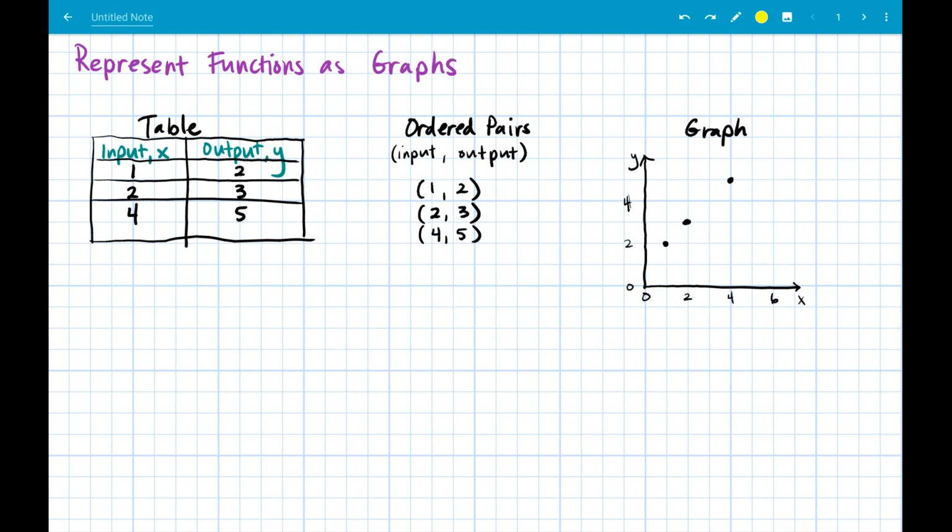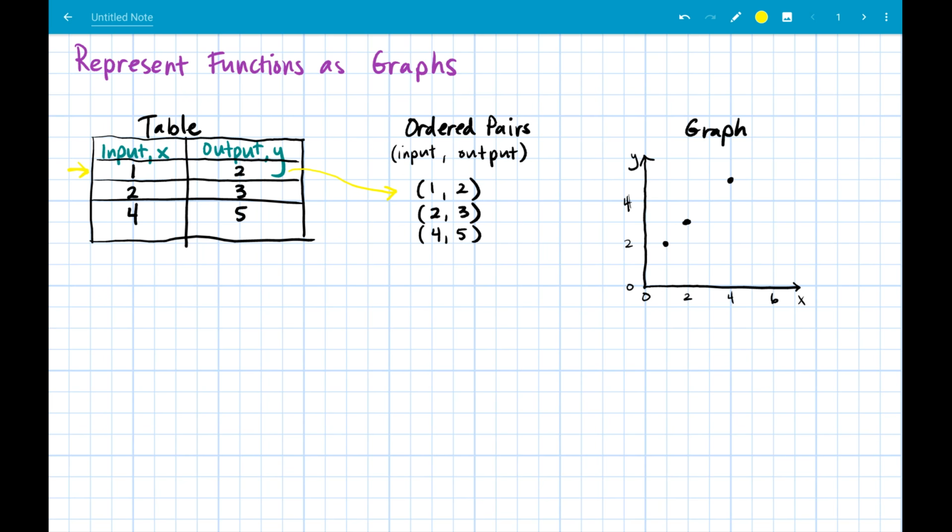So for example, let's look at this input and output value. The input value, which is x, is 1. The output value, y, is 2. So that can form an ordered pair, which should be written as the point (1, 2). Your input value comes first, and then your output value.